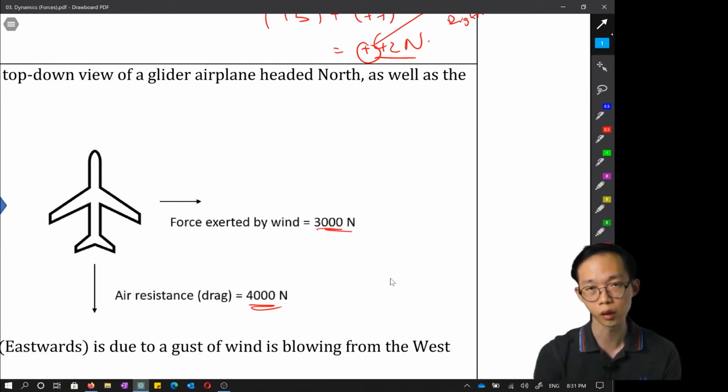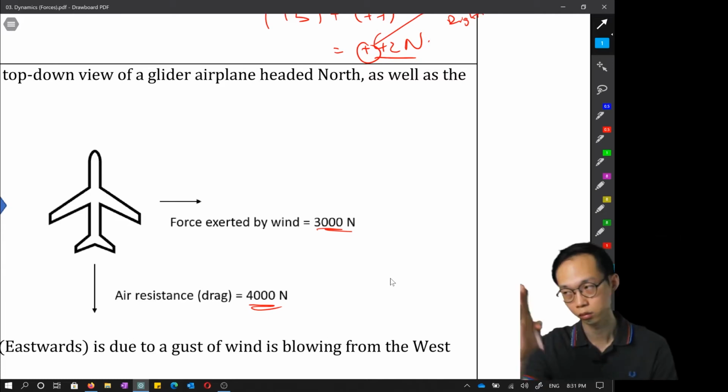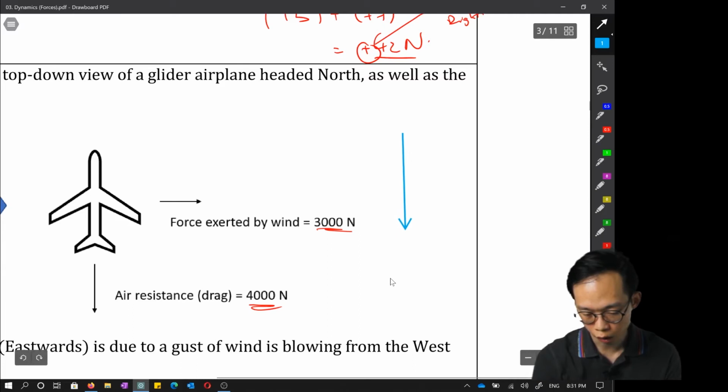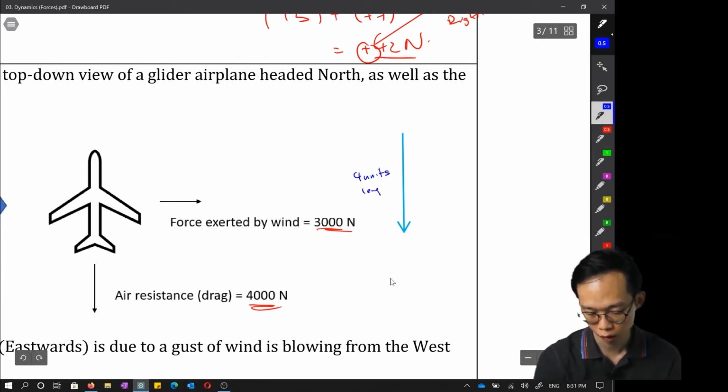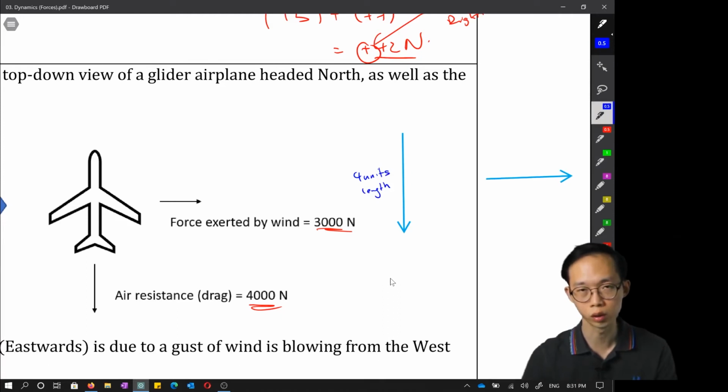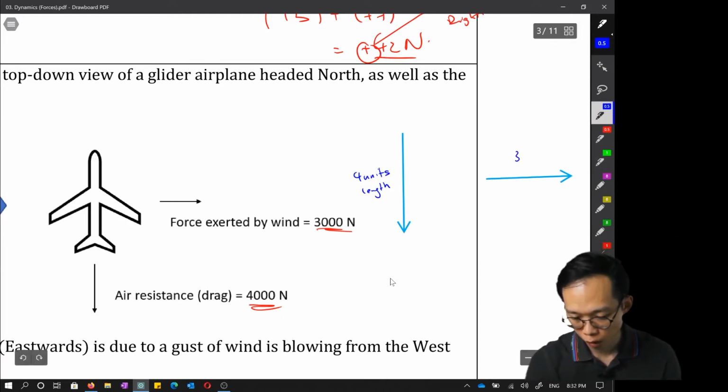Now these arrows must be drawn to scale, in the sense that the direction must be pointing in the correct direction, as well as the length of the arrow must represent the size of the force. So that means I should be drawing one arrow like this, which is 4 units length. And then I should be drawing another arrow that is 3 units length like this. I'm doing this on the computer screen, so naturally I'm not using a ruler, but for students, you should be drawing this on paper with a ruler, okay?